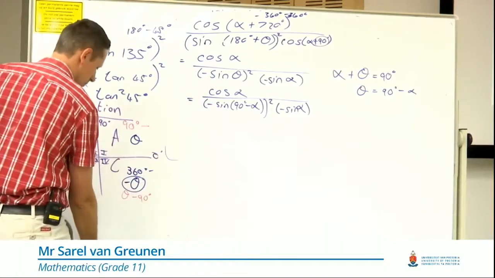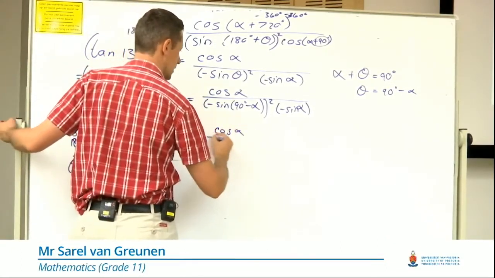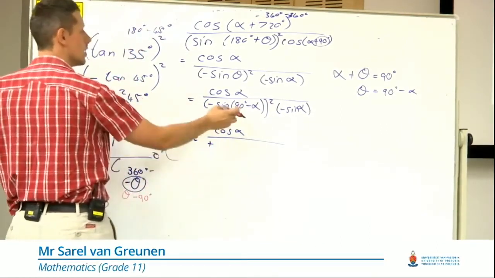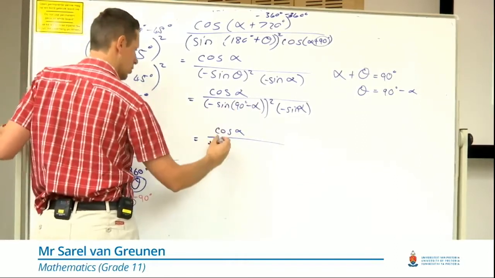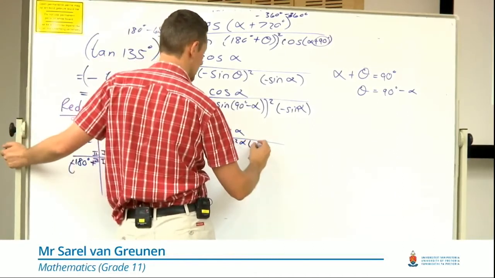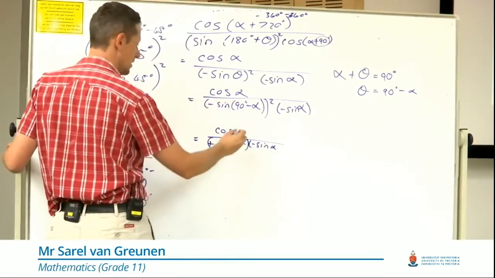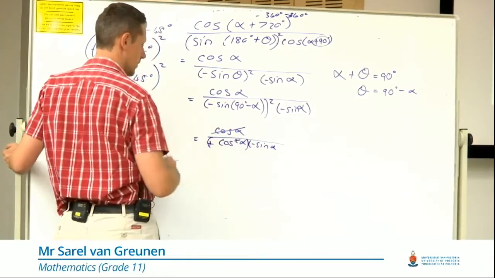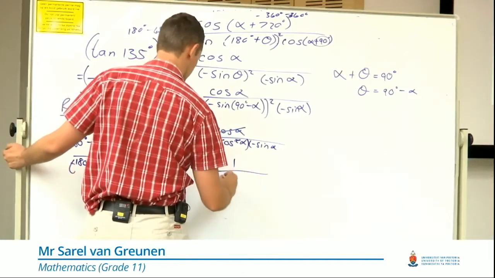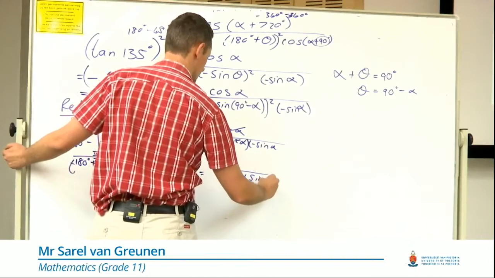So now I'm going to say, well, cos of alpha, I'm going to square that, so it's a positive. Sine of 90 minus alpha is cos, squared, times negative sine alpha. Now the wonderful thing is that cos can divide away with one of those, leaving me with 1 over negative cos alpha sine alpha.